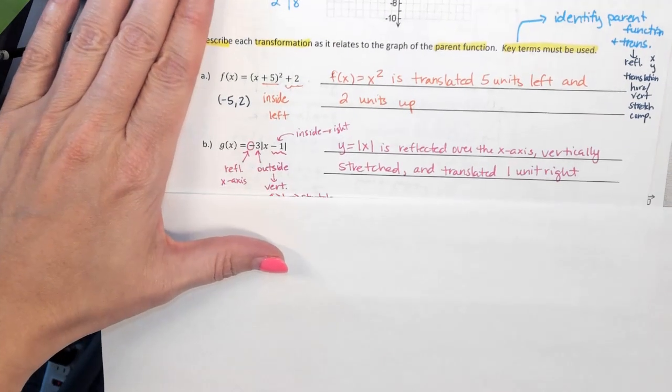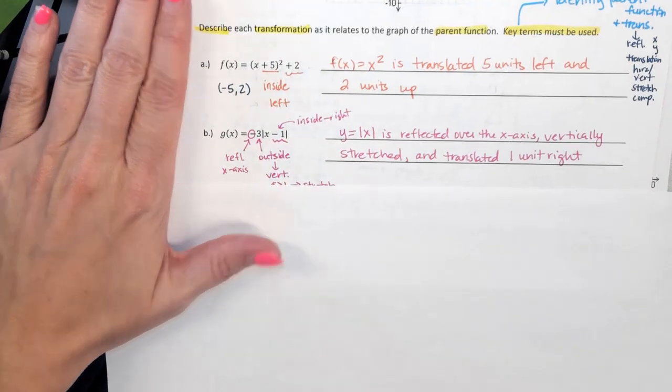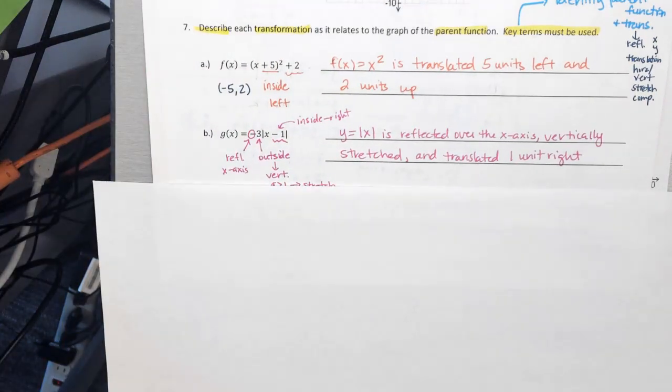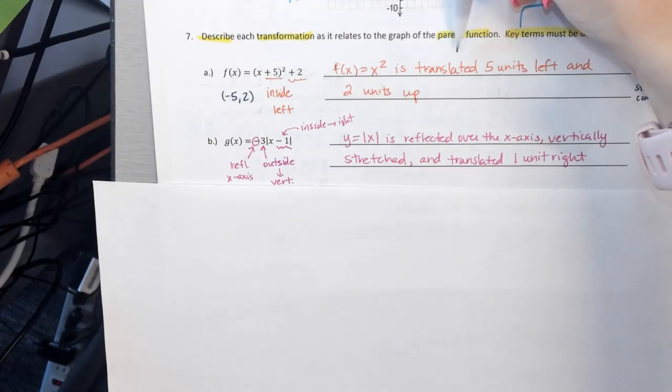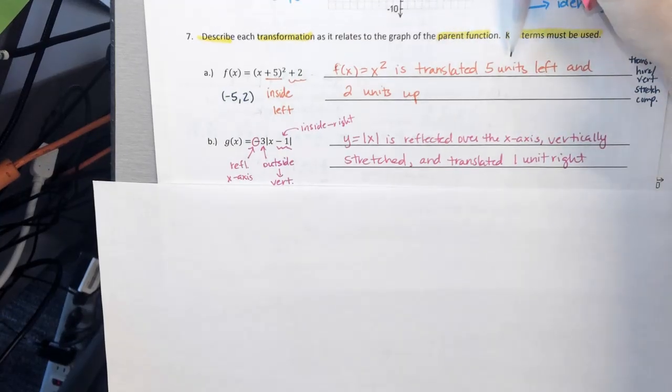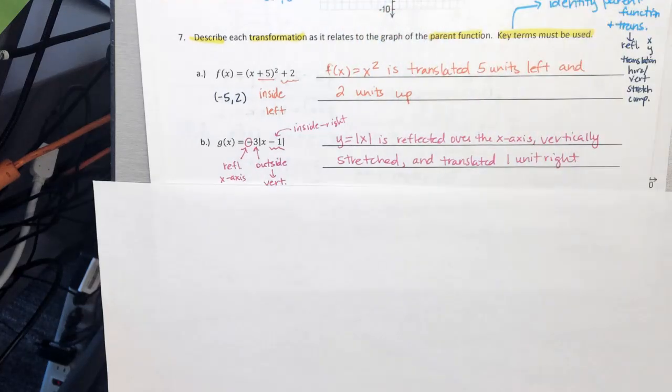Okay, so for the first one, it's f of x equals x squared. It's translated 5 units left and 2 units up. Those are both translations, so you only need to say translated once. Okay, and again, the order that you put that in doesn't matter. You can say left 5 units and up 2 units. You can say 2 units up and then 5 units left. That's fine. But check that you have your equation, the type of transformation, which is a translation, and then where it's going and how many units it's going.